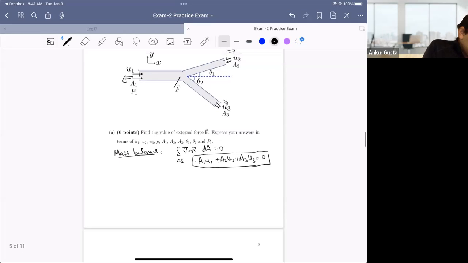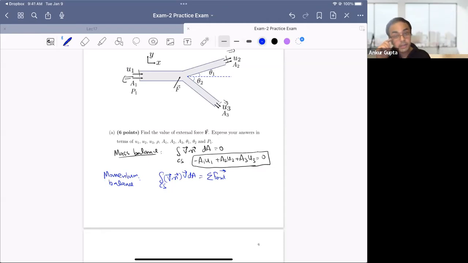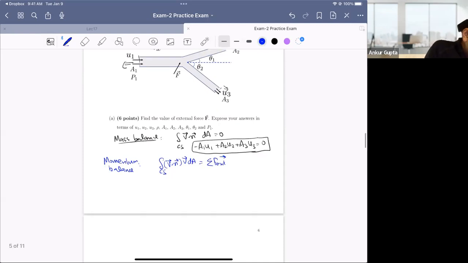Now, for momentum balance, we have to be careful because we want to make sure we do both in terms of x and y. So momentum balance: the integral of rho V (V dot n) dA over the control surface is equal to F external total, the summation of external forces including the pressure force. So whatever is remaining would be the F vector. So let's start with the x direction first.